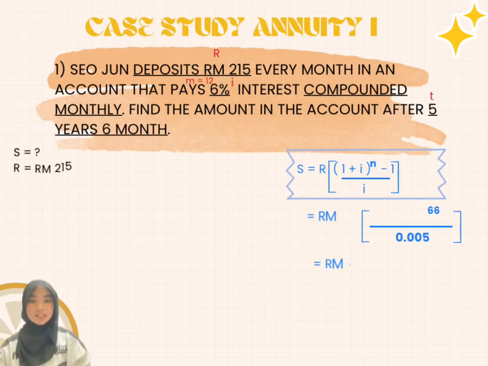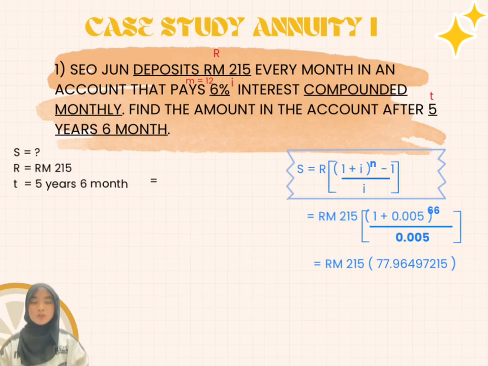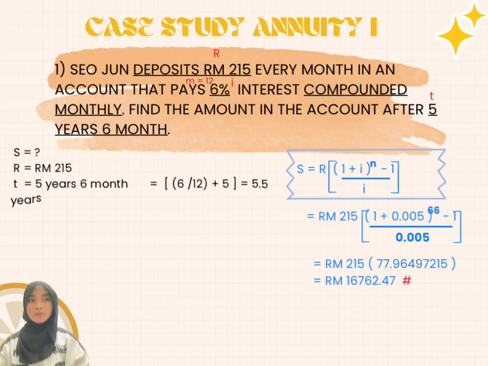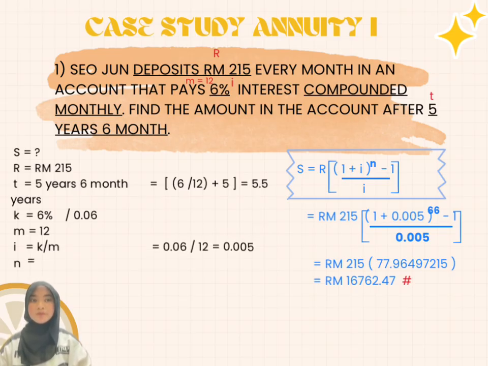Now, I will present case study 2, part A. Sojourn deposits 250 ringgit every month in an account that pays 6% interest compounded monthly. Find the amount in the account after 5 years, 6 months. Before calculating, let me explain each variable used.